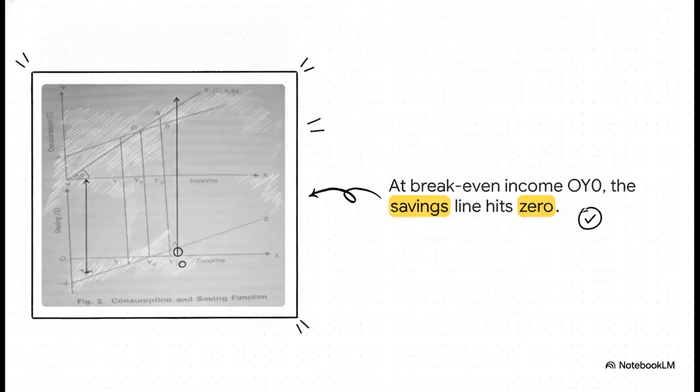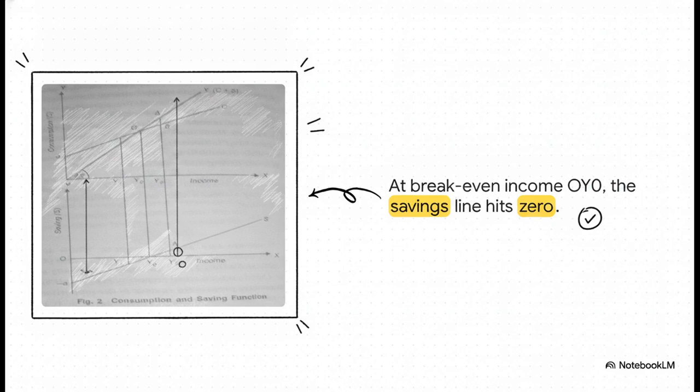This is the exact moment where the total income of our economy perfectly matches what it wants to spend on consumption. Think about it. If consumption exactly equals income, if C equals Y, there's absolutely zero left over. And if there is nothing left over to stash away, then savings has to equal precisely zero. Watch how beautifully this plays out visually.